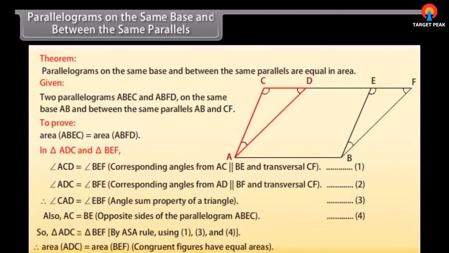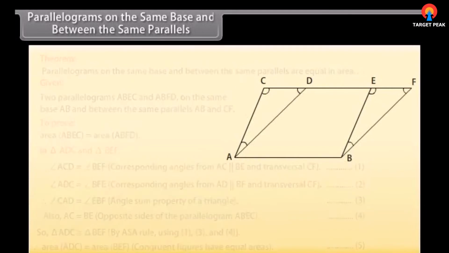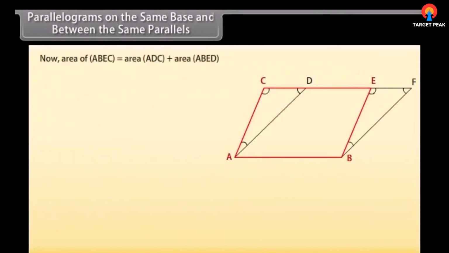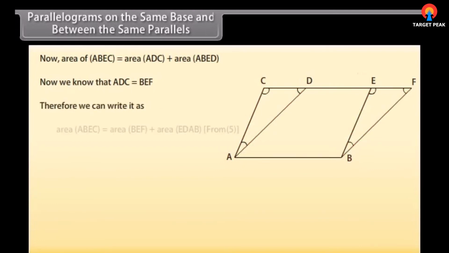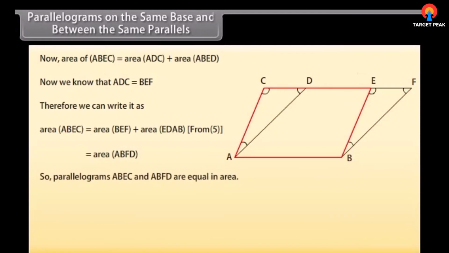Therefore, area of ADC is equal to area of BEF because congruent figures have equal areas. Mark it as 5. Now, area of ABEC is equal to area ADC plus area ABED. Now we know that ADC is equal to BEF, therefore we can write area ABEC is equal to area BEF plus area EDAB from 5, which is equal to area ABFD. So, parallelograms ABEC and ABFD are equal in area.